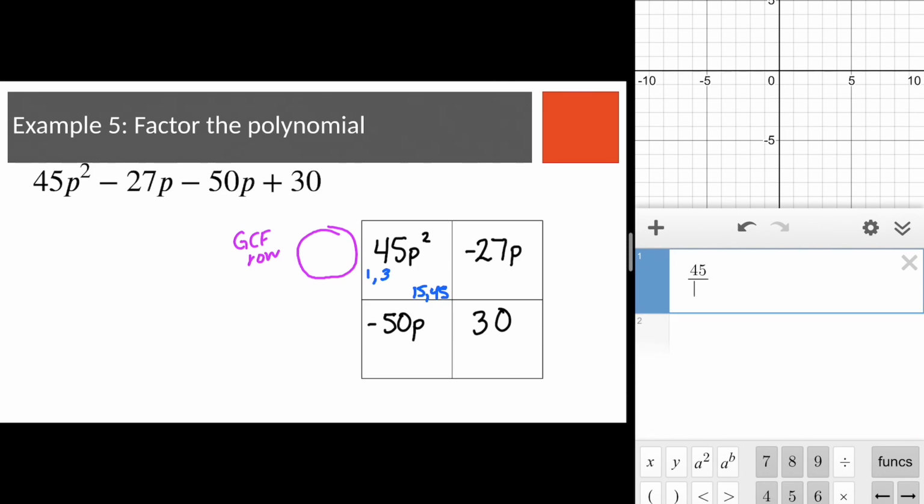4? No. 5? Yes, we've got 5 and 9. And what about 6? No. 7? No. 8? No. And then when I type in 9, it's going to give me the same thing. So we don't actually have a whole lot, so I'm going to back up here, and we're going to put 5, 9, 15, and 45, and then we've got 2 p's.